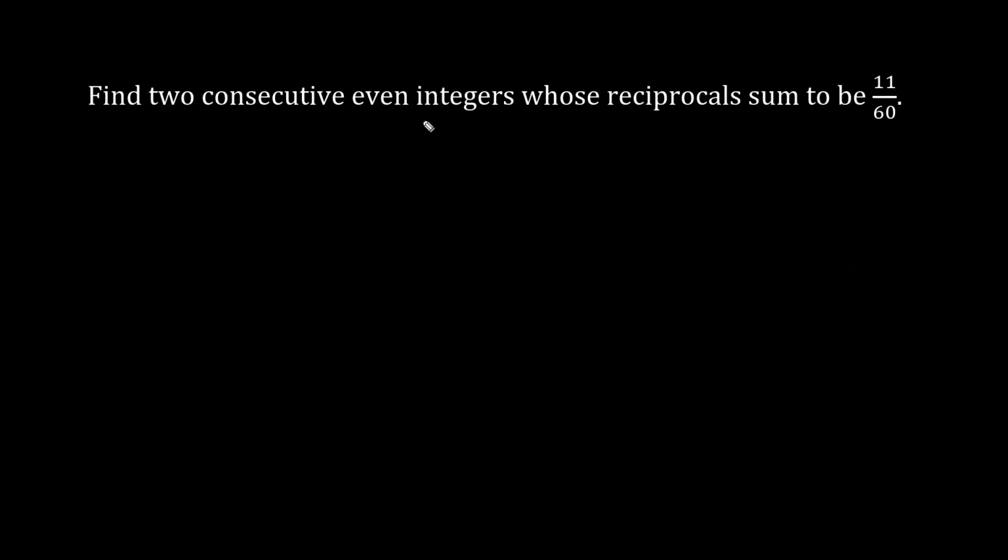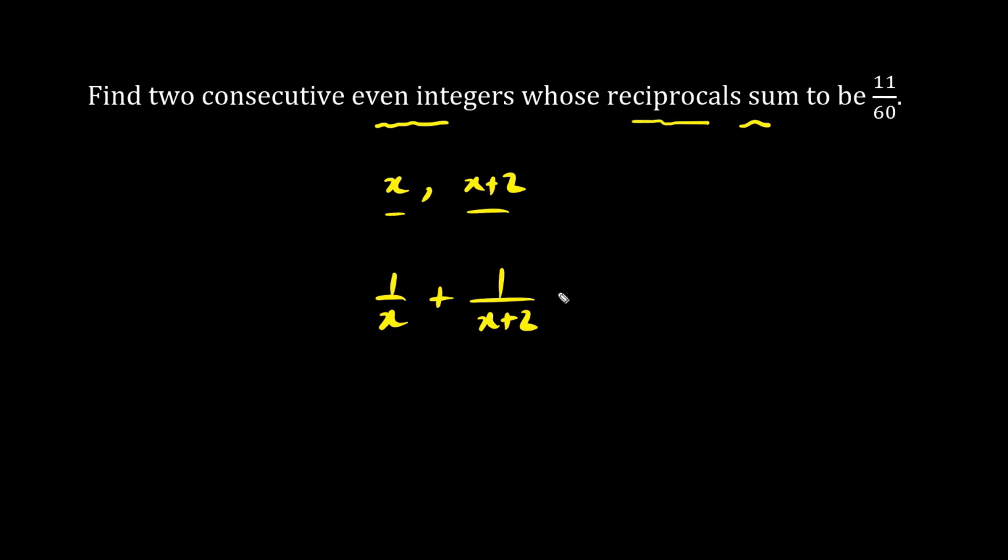Find two consecutive even integers whose reciprocals sum to be this fraction. Now, when thinking about even integers, we have x, and the next number that's even is going to be x plus 2, because we keep adding 2's to remain even. Now we're talking about reciprocals summing. So the reciprocals of these numbers are 1/x and 1/(x plus 2), and we're summing them. To be means is, equals 11/60.